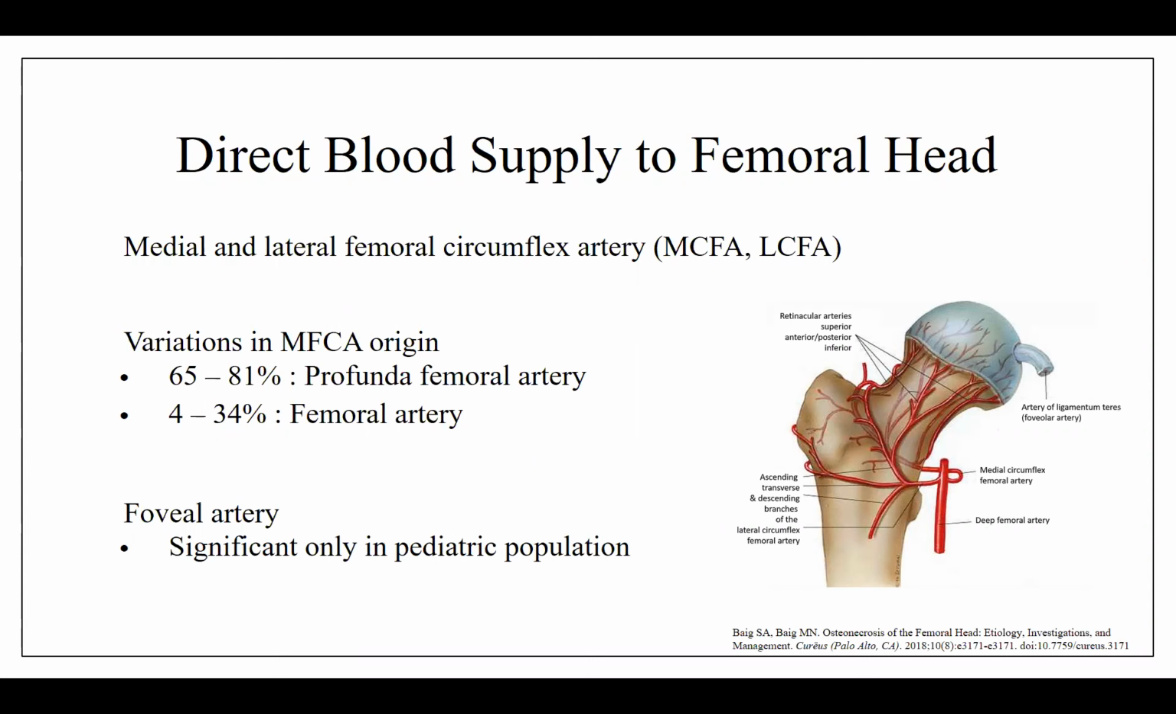There are often variations in the MFCA origin. Most often they originate from the profunda femoral artery. However, there's a small amount that originate directly from the femoral artery. The foveal artery runs within the ligamentum teres, and this is a significant blood supply to the femoral head, especially in the pediatric population.